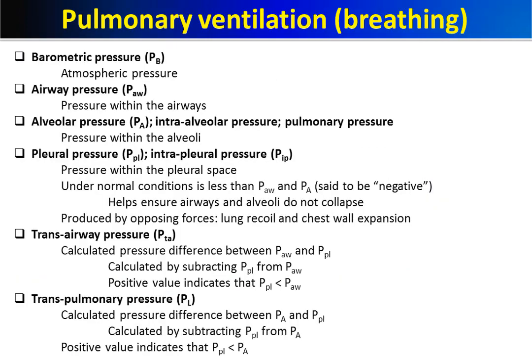Now we need to define some very important pressures which are important in the process of pulmonary ventilation or breathing. The first important pressure is the atmospheric pressure, or the barometric pressure. This atmospheric pressure is equivalent to 760 millimeters of mercury, and it is because of the weight of the gases in the atmosphere, because the gases in the atmosphere have weight, and this weight exerts pressure on everything which lives on the surface of Earth.